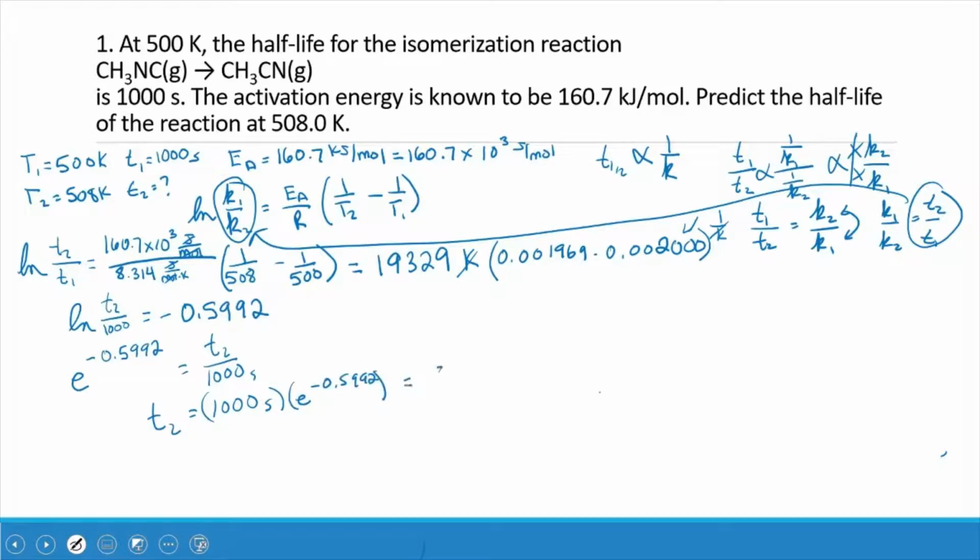And this is 549 seconds. So I think the most challenging part there was figuring out how to get rid of that K1 over K2. After that, it's pretty much plug and chug into our equation. All right.